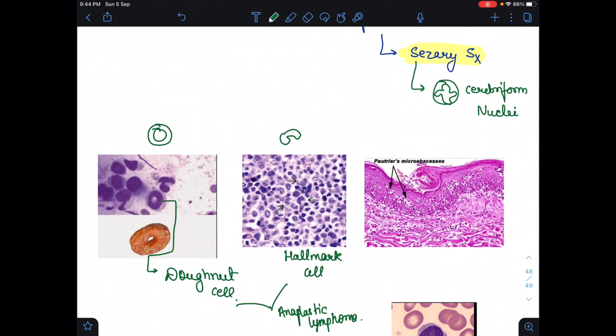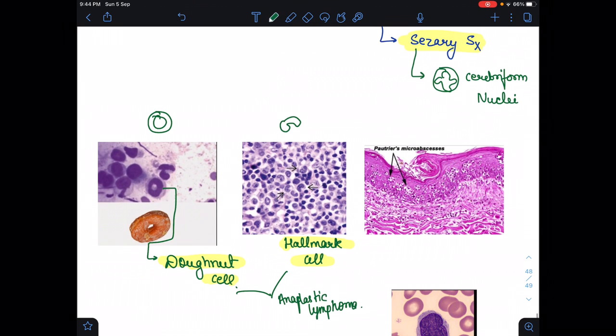Please remember, it is a very important question that hallmark cells and donut cells are both findings of anaplastic lymphoma. While in this we see Pautrier microabscesses. So as we see here, these are the Pautrier microabscess findings in the skin.